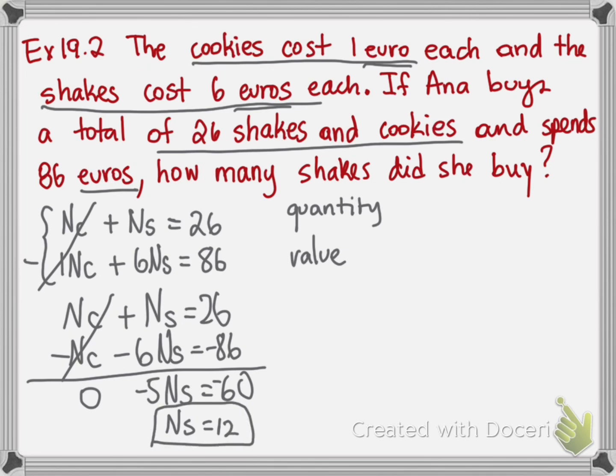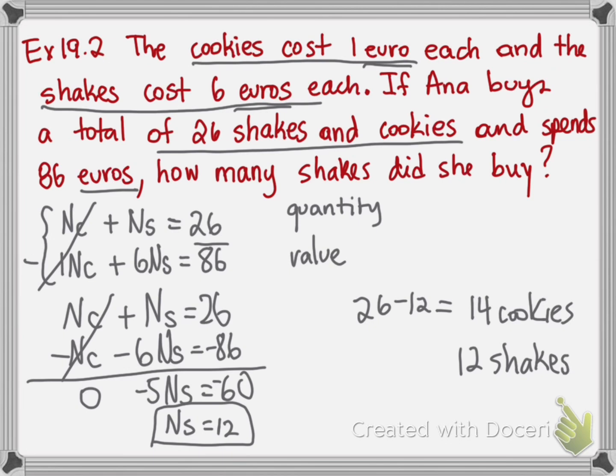Now we know that the total of items was 26. So if we subtract 26 minus 12, we're going to get the number of cookies, which in this case is 14 cookies and 12 shakes. Now remember always to go back to the question. And in this one, they're just asking how many shakes did she buy? And so that's our answer, just 12 shakes.